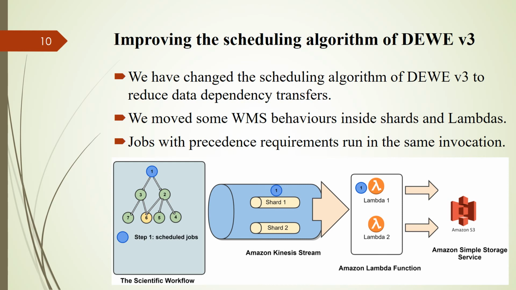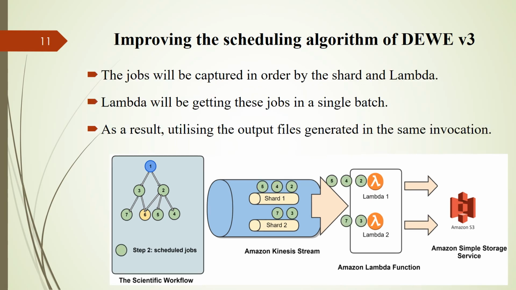As you can see in this figure, at the beginning, in step 1, only job 1 is scheduled on a Kinesis shard, where Amazon Kinesis shard is a term for queues, where each shard acts as an independent queue for a particular Lambda instance. After job 1 completes execution, in step 2, jobs 2, 4, and 5 are scheduled on the same Kinesis shard in order to be executed in the same Lambda function invocation, where the jobs will be captured in order by the shard and Lambda.